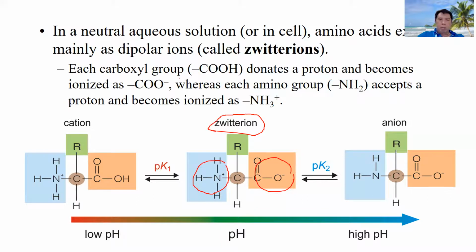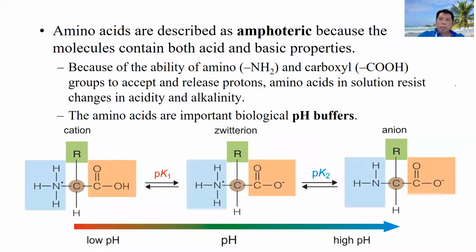So that means each carboxyl group donates a proton. Protons mean hydrogen ions, and it becomes ionized as COO negative. Whereas each amino group, NH2, accepts the proton and becomes ionized with a positive charge. Because of these properties, the amino acids are described as amphoteric because they contain both acidic and basic properties. This one is the acidic property, this is the basic property.